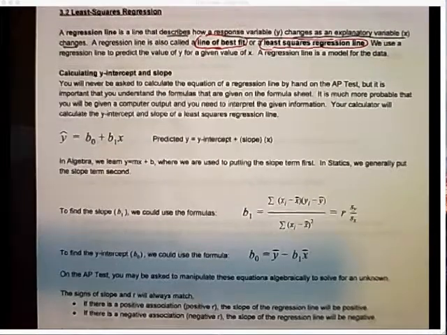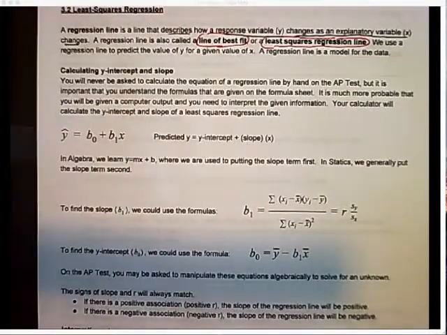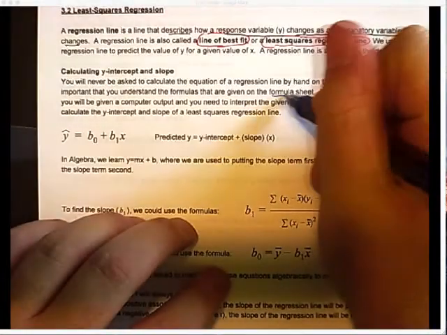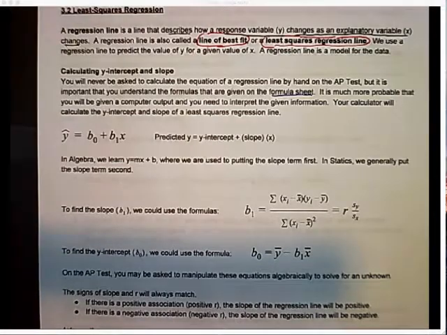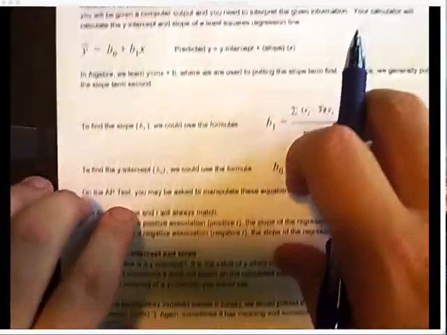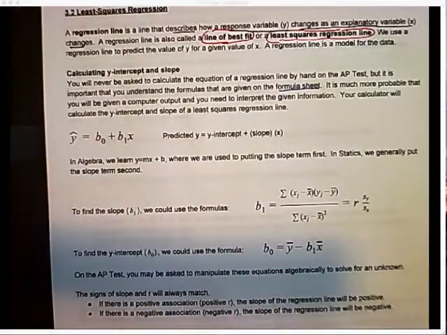So, it says calculating y-intercept and slope. You will never be asked to calculate the equation of this line by hand on the AP test, but it is important that you understand the formulas that are given on your formula sheet. It is much more probable that you will be given a computer output. You'll see what that looks like here in a few minutes. With computer output, you need to interpret the given information. Your calculator will calculate the y-intercept and the slope of a least squares regression line.